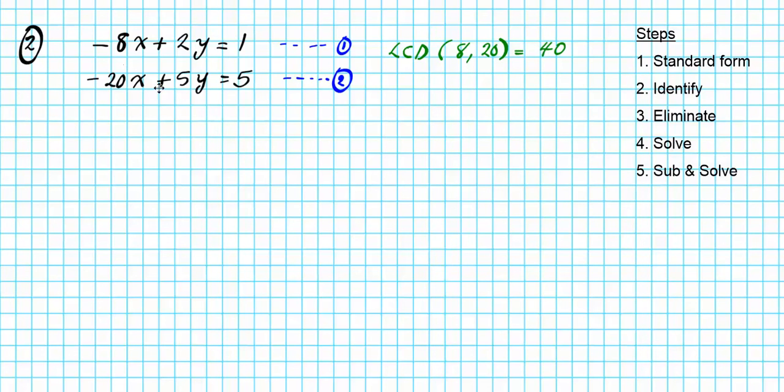So you can make these 40, or you could shift your attention to the y's and find the LCD of 2 and 5. The smallest number that both go into is 10. So pick whichever one you want. Whichever option you select, it looks like we're going to have to multiply both equations by something, since 40 doesn't match any of the x coefficients and 10 doesn't match any of the y coefficients.